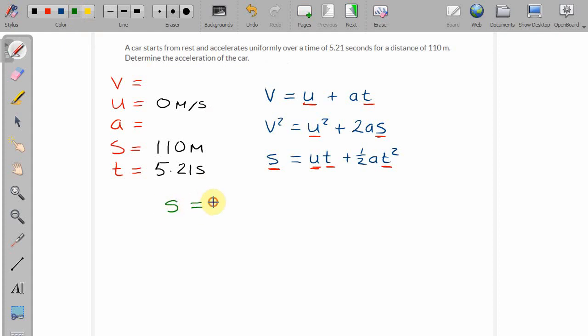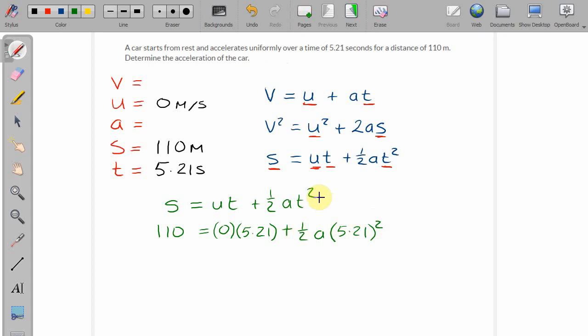So S is equal to UT plus a half AT squared. We start filling in some values now. S is 110, is equal to U, which is 0, by T, which is 5.21, plus a half times A times T squared, where the time is 5.21 squared. A common problem is that people forget to carry the square down onto the next line, or forget to actually square this term when they're doing it in the calculator.